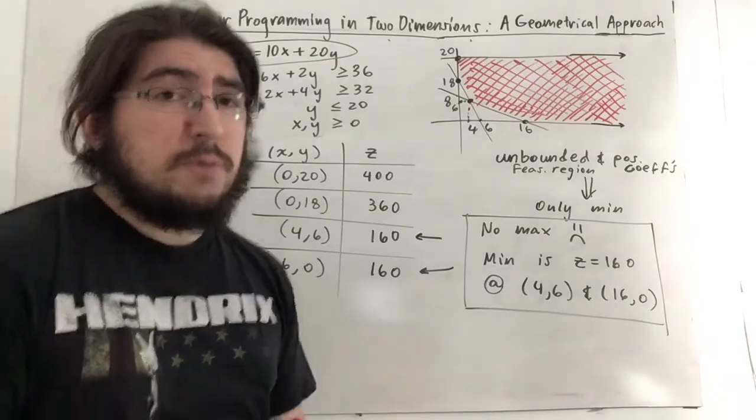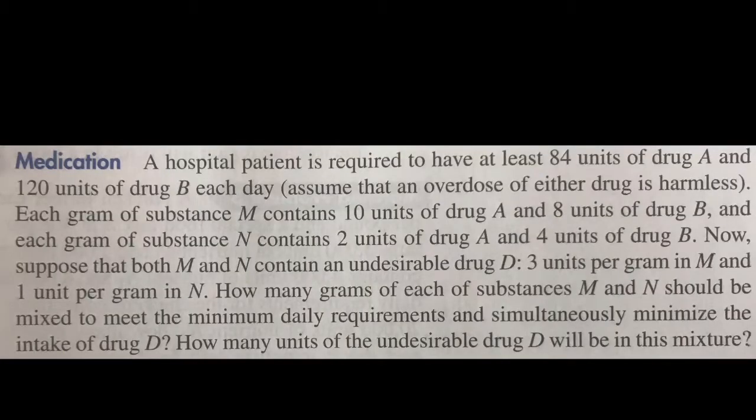and that'll be it for 5.3. Okay, so for this problem here, this is an example from the book that I wanted to do. It was a little much to write on the board, so instead I'll just present it to you like this, and we'll read a few things here. It says a hospital patient is required to have at least 84 units of a drug A and 120 units of drug B each day. Assume an overdose of either drug is harmless, so you can give them as much as you want, basically.